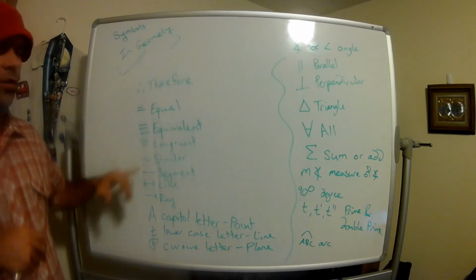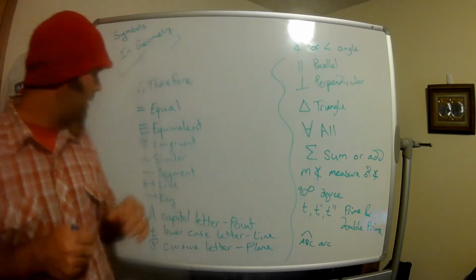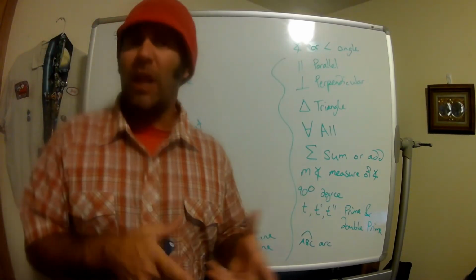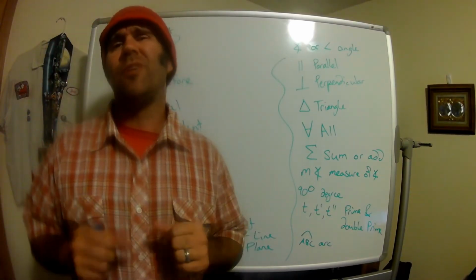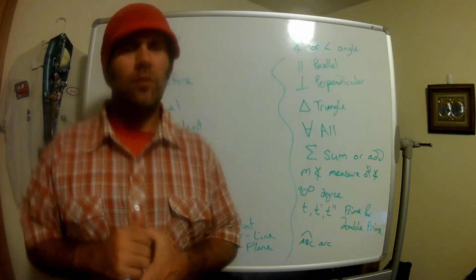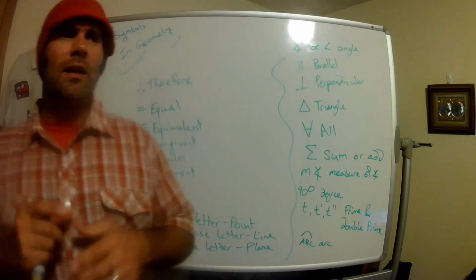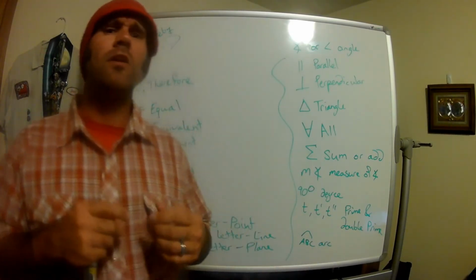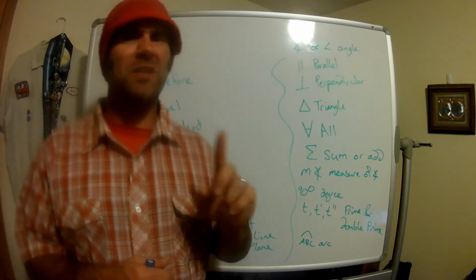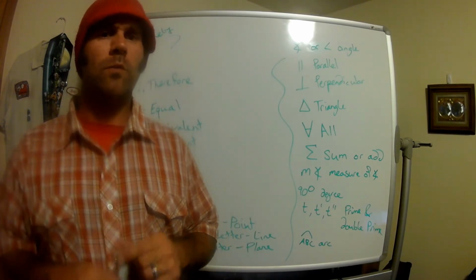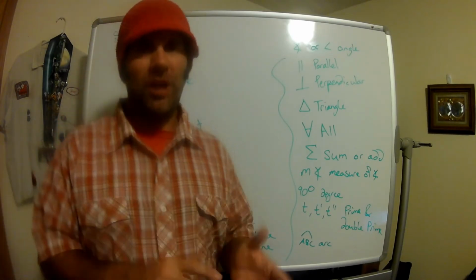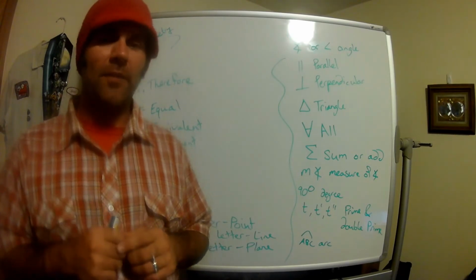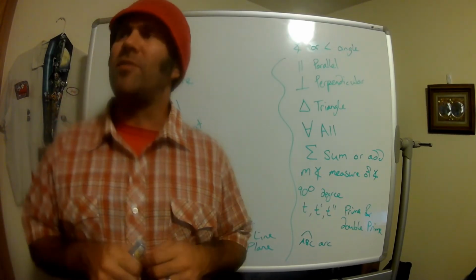Similar. This is just a single squiggle line, and similar just means that they have the same shape, but not necessarily the same size. So 2 triangles could be, in fact, the same shape, but not the same size. They would be considered similar, but not congruent. So congruent would be that they are both the same size and shape, whereas similar, they are the same shape, different size. So a real quick example.